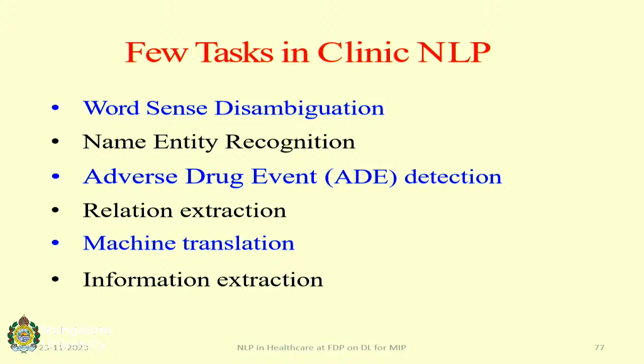Word sense disambiguation, named entity recognition, relation extraction, machine translation. Why machine translation here? See, most of the medical data is in English, right? So I want my data in Kannada. I cannot read English. A machine translation application we can have here, right?